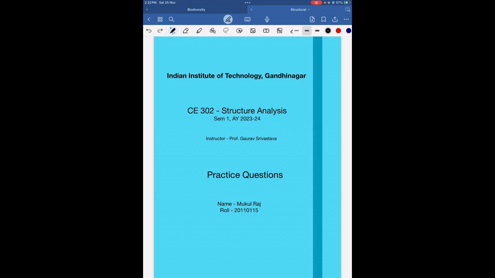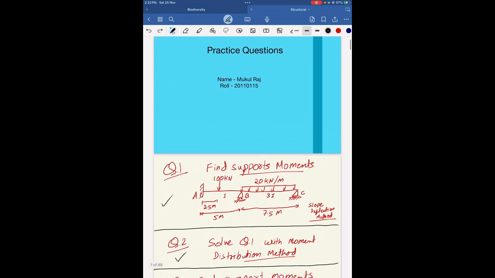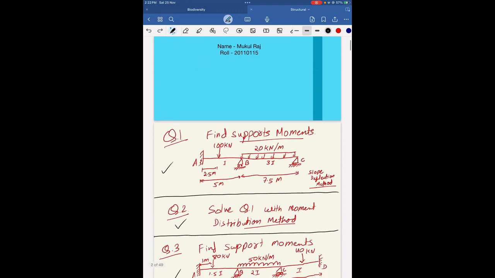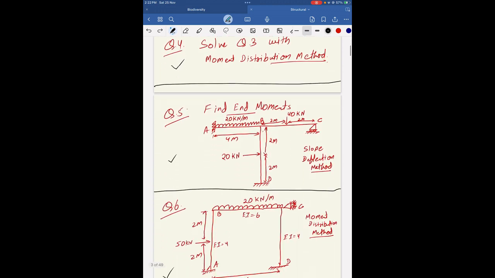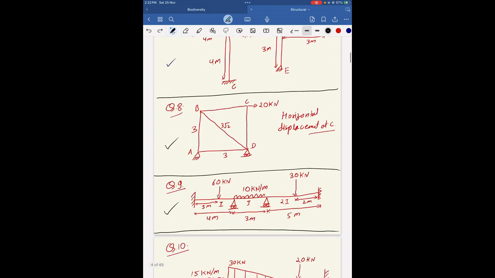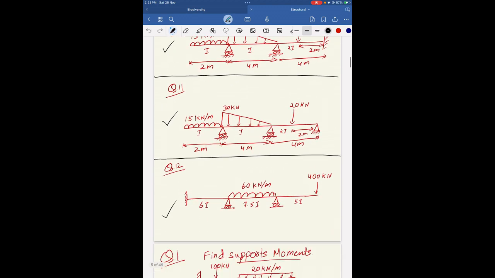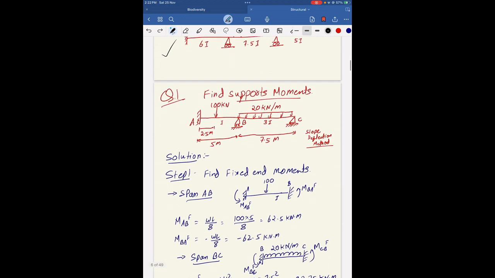So good afternoon. Today we will see some practice questions of structure analysis. We will see a total of 12 questions. So here is question 1. All the questions that we will solve, we solve one by one.